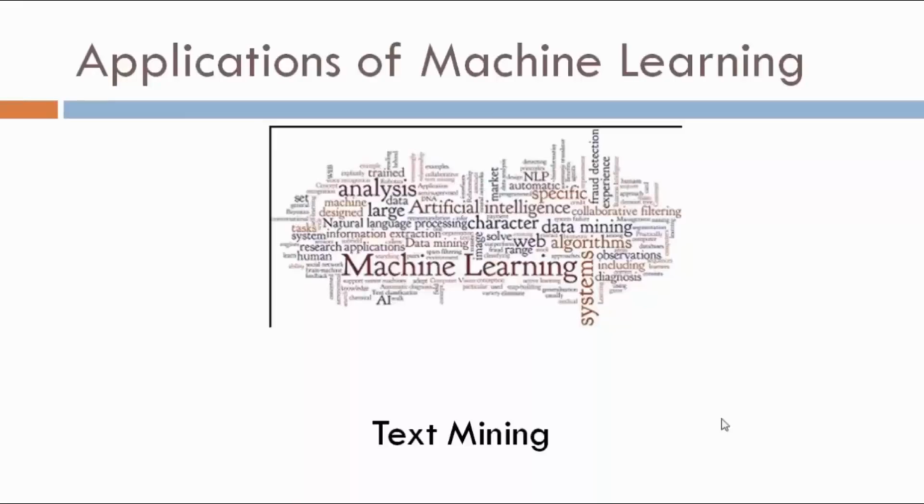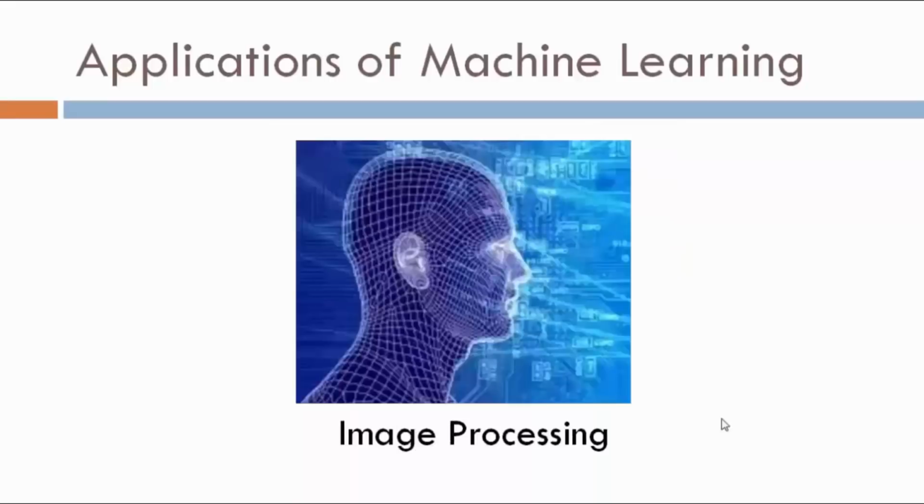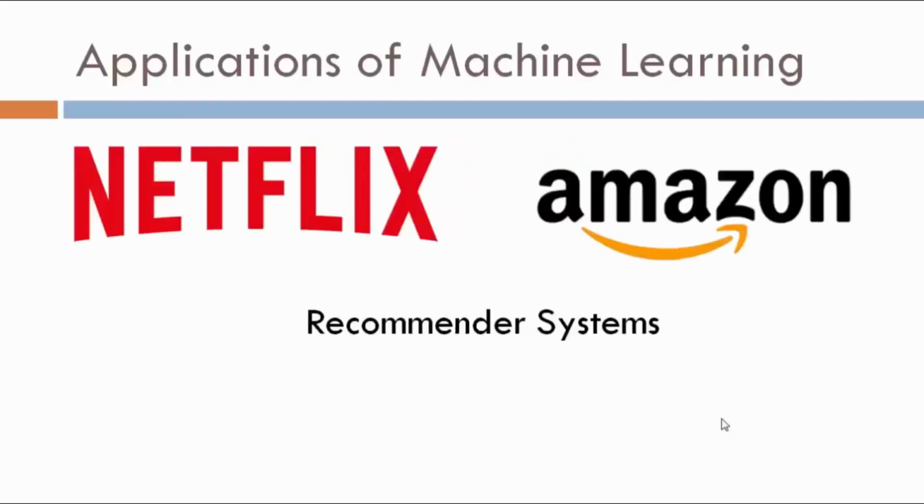The next application is image processing. It is used in applications such as X-ray analysis, lung nodule detection, satellite image analysis, and in industry for detecting faulty parts, and in medical image processing. The next application is the recommender system. It is frequently used by online businesses such as Netflix, Amazon, and many others in order to make recommendations to their users. The next application is fraud detection.